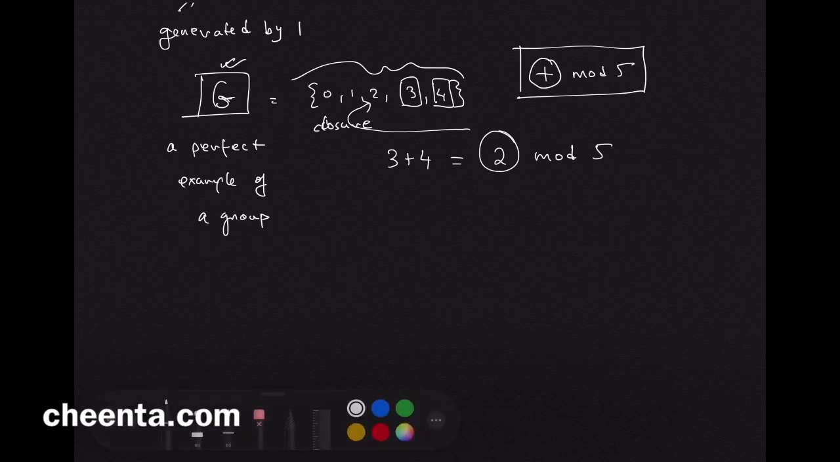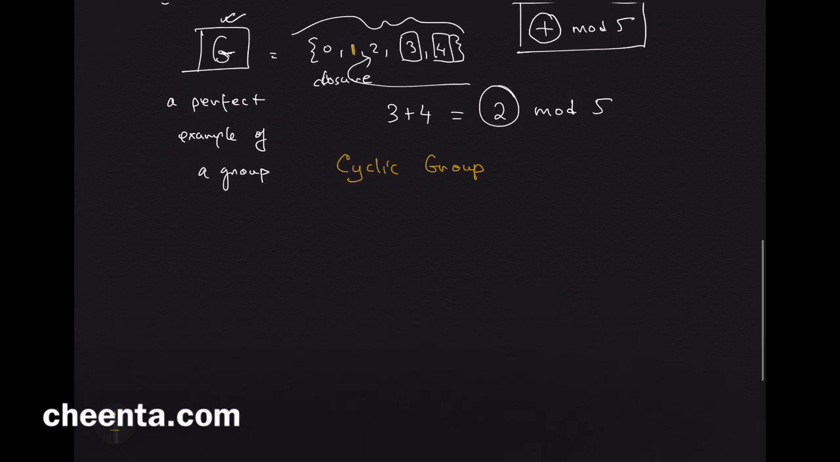Now, this is not only a group, this is a cyclic group again. Why? Because you can generate all the elements of the group using one member of this group. So let's start with 1. 1 plus 1, that's 2. 1 plus 1 plus 1, that is 3. And 1 plus 1 plus 1 plus 1, that is 4.